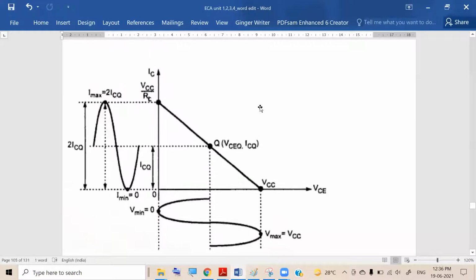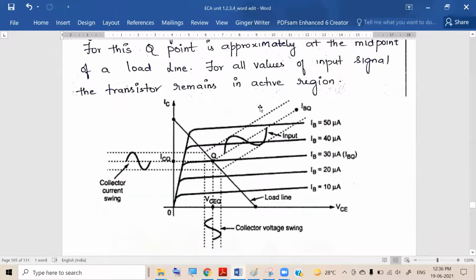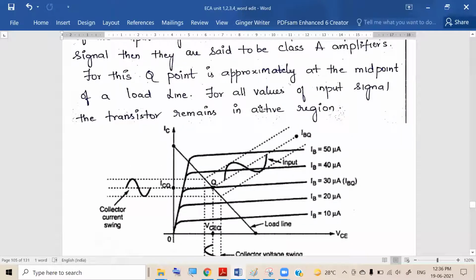So again, this will be like buy one, get one free. If you understand class A, class B, class AB, class C, it is very easy. So this is how our subject will be. Understand one thoroughly, strongly, and the coming topics become very easy.